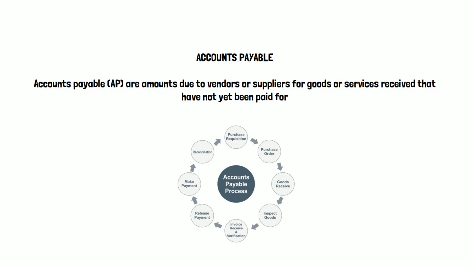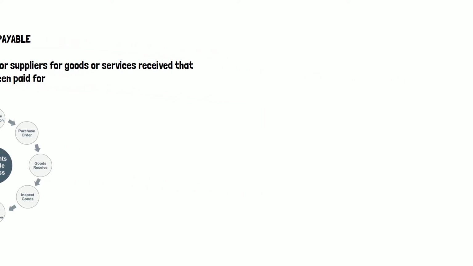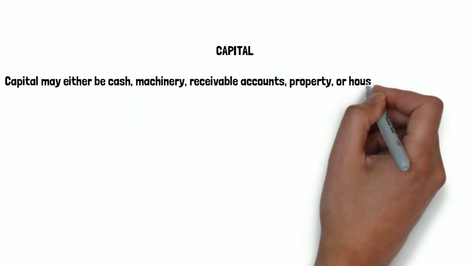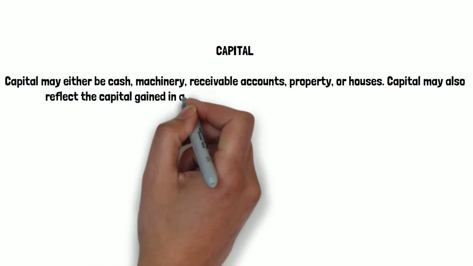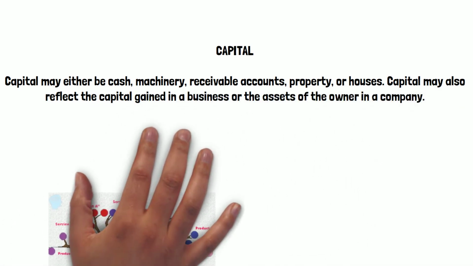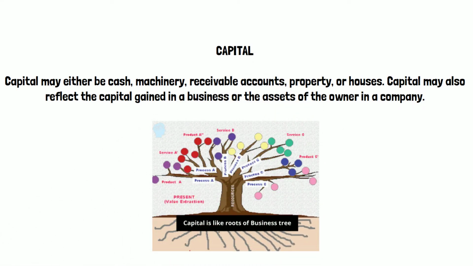Another term which we use for accounts payable is creditor. Next one is capital. Capital simply means the investment of the owners or the shareholders. So anything a shareholder or investor invests in the company is termed as capital.